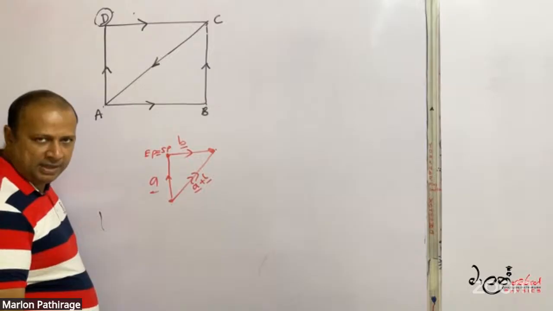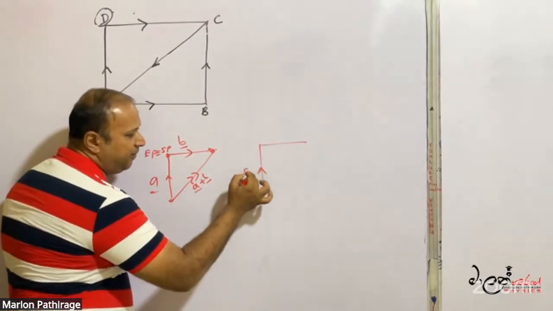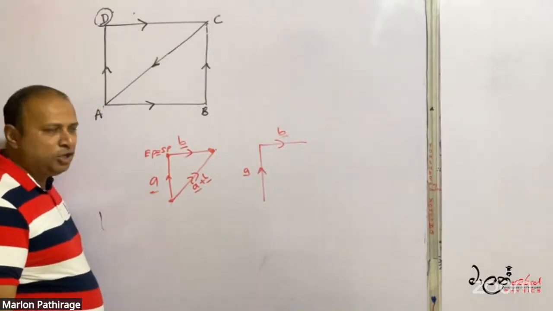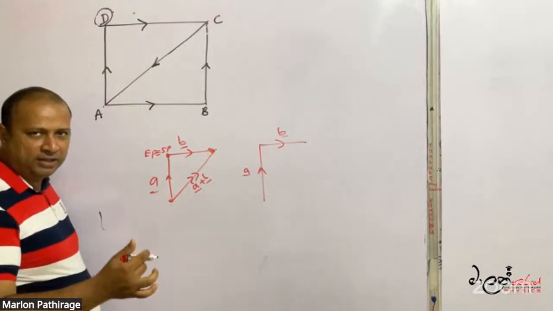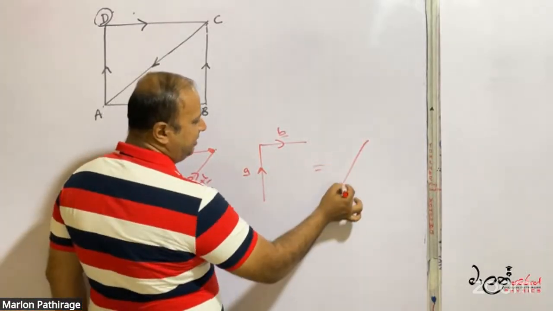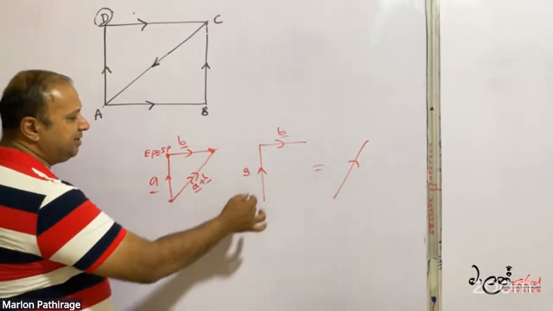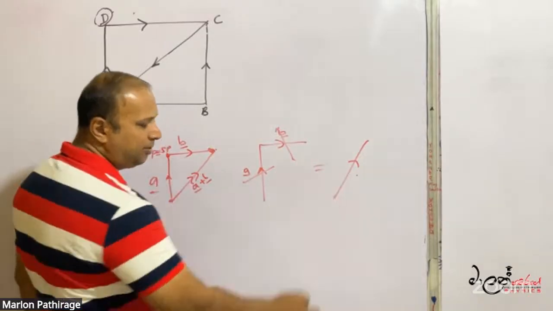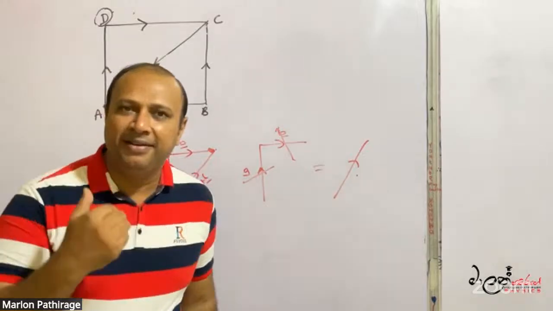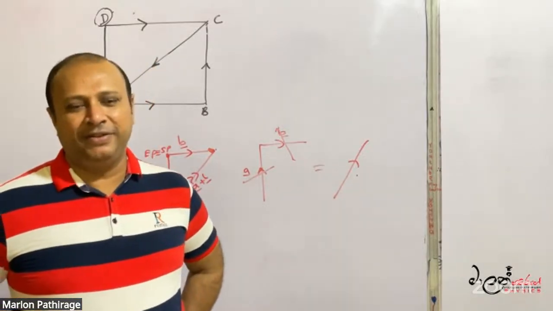Therefore, if you are given two vectors like this, you can reduce those two vectors into one single vector by taking the resultant. Instead of these two, I can draw this one. Similarly, we can reduce the number of vectors.